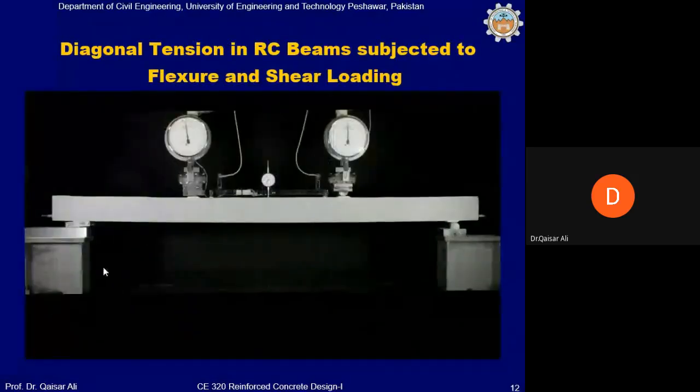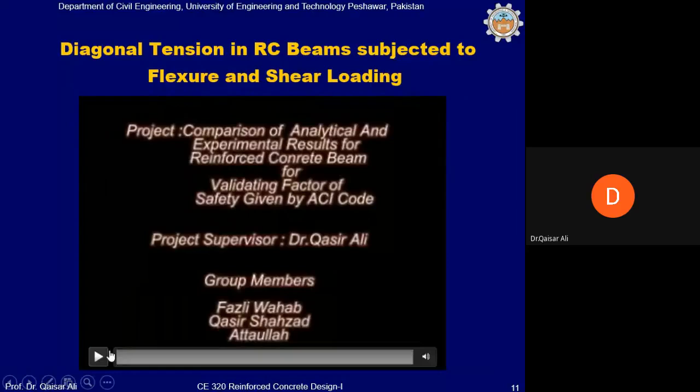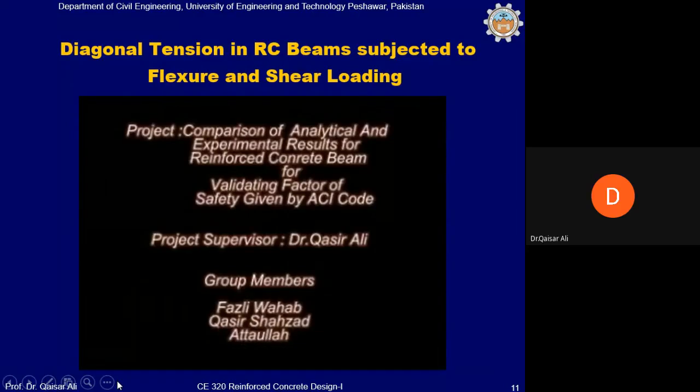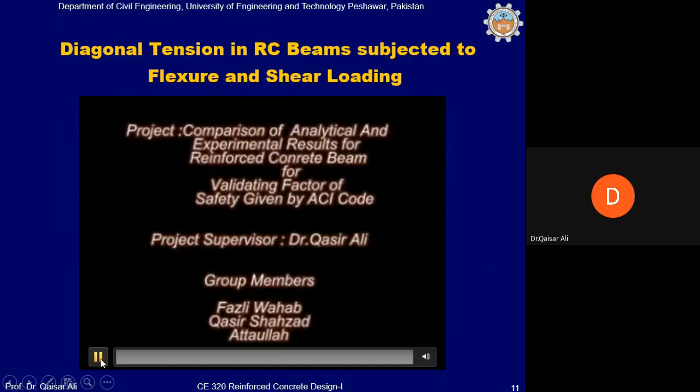Next, I will show you a video wherein you will be able to see what happens if a beam is not designed for shear. Okay, watch this video, please.